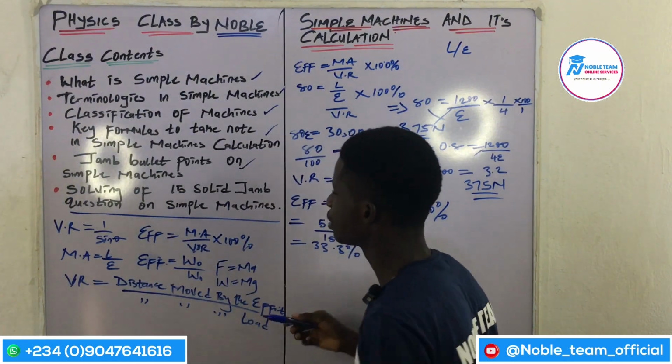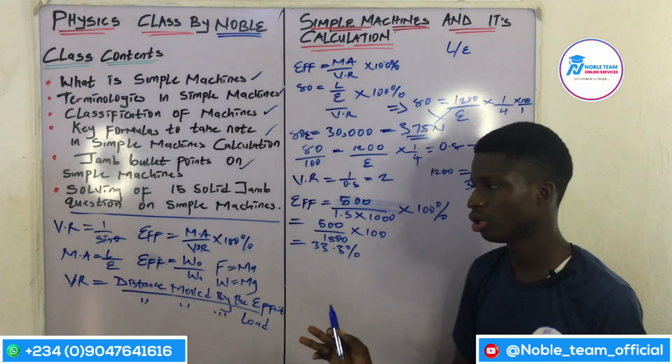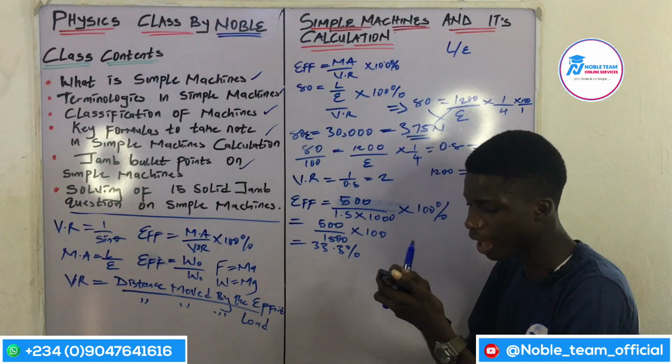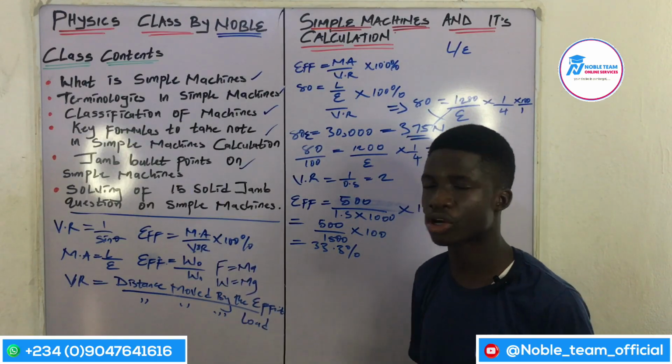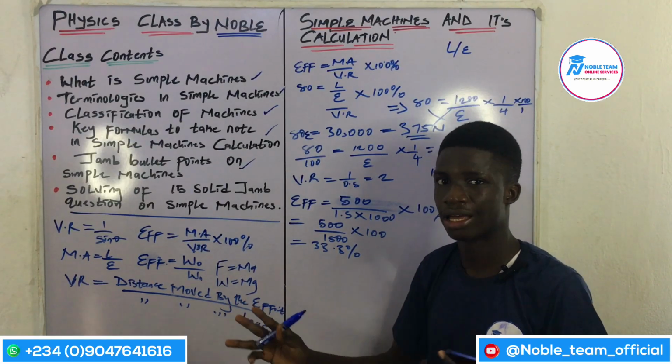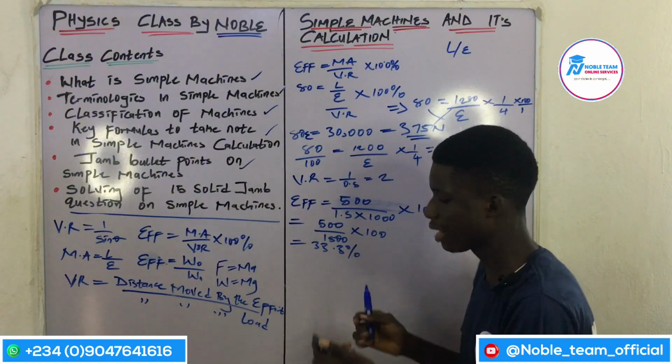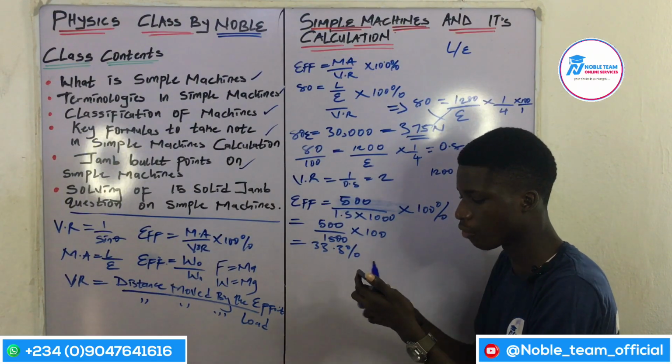The reason why I'm not using the other formula is because I don't have velocity ratio. In the question, we don't have velocity ratio, so no need of me using it, because I'll not get any answer. Do you understand? Yes. Now let's look into the next question, which is question 4.